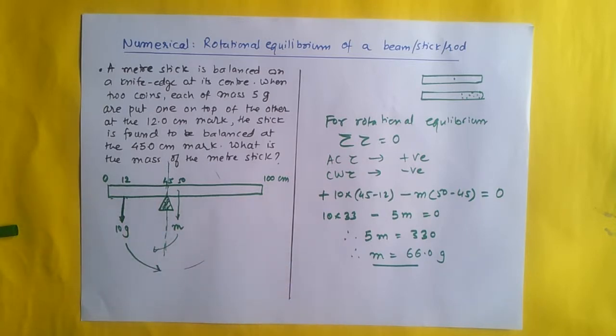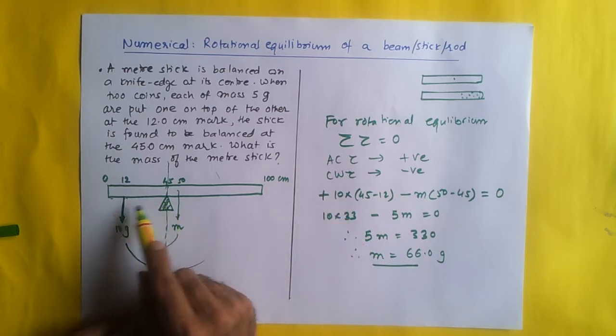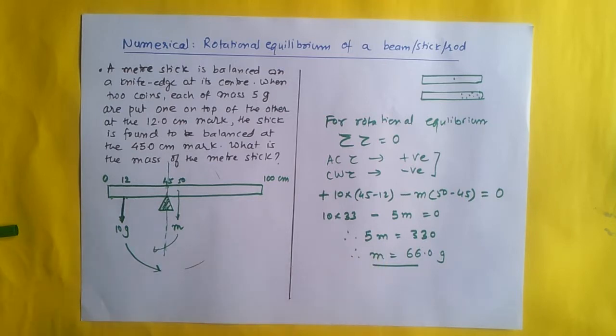So whenever we have questions on rotational equilibrium, we need to look at all the forces, be clear about which forces are acting on the object, identify the axis of rotation, and then take each force multiplied by its distance from the axis of rotation, apply the sign convention, and then whatever is unknown in the equation can be found out.